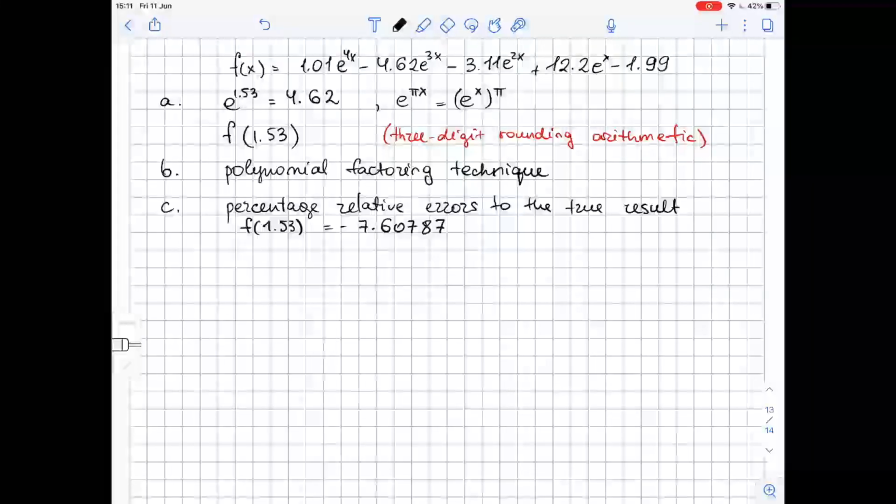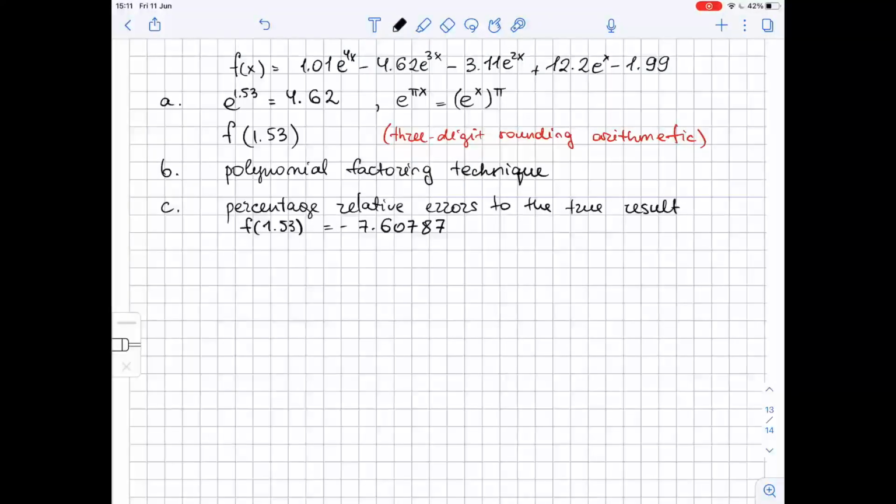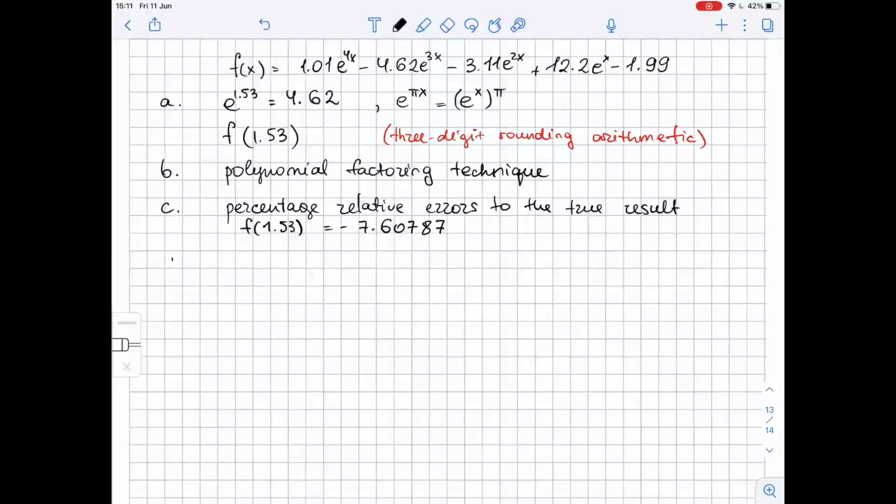So we are given the following function. In part A, we need to use 3-digit rounding arithmetic, with the assumption that e to the power of 1.53 equals 4.62, and also the fact that e to the power of px equals e to the power of x, to the power of p. And we need to evaluate f of 1.53. So let's start by doing part A.